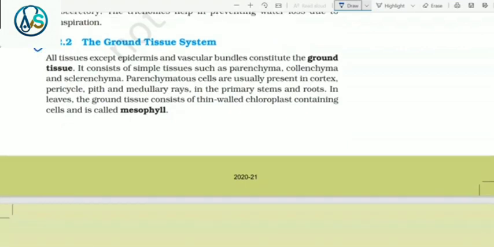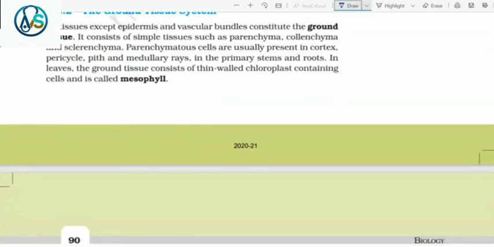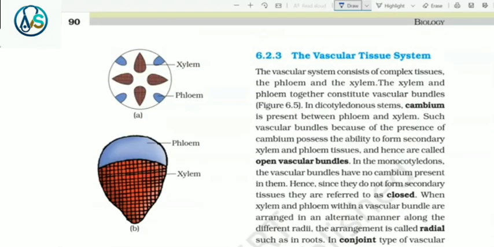6.2.2 The ground tissue system. All tissues except epidermis and vascular bundle constitute the ground tissue. It consists of simple tissues such as parenchyma, collenchyma and sclerenchyma. Parenchymatous cells are usually present in cortex, pericycle, pith and medullary rays in the primary stems and roots. In leaves, the ground tissue consists of thin-walled, chloroplast-containing cells and is called mesophyll.